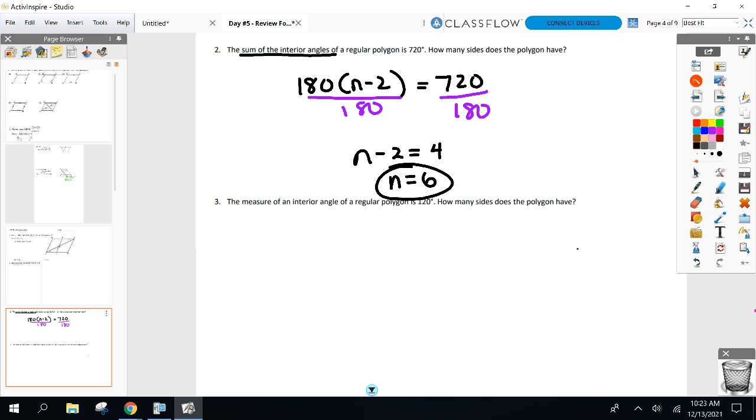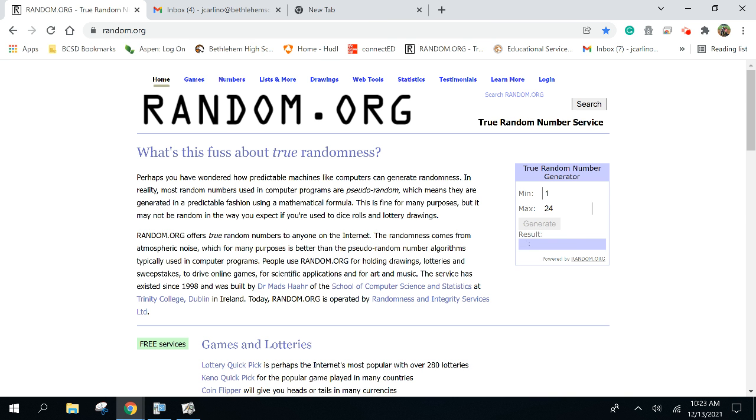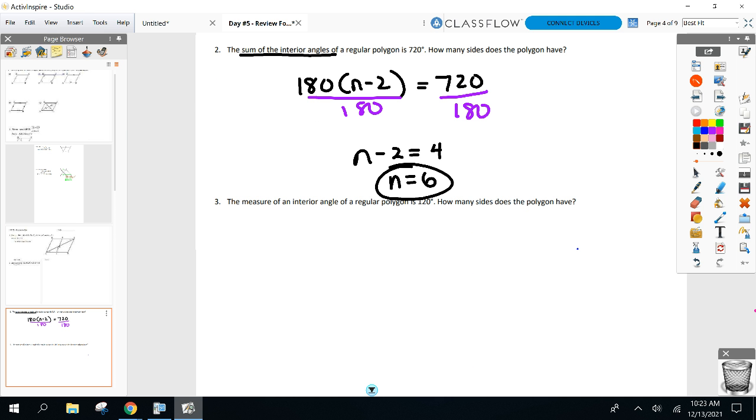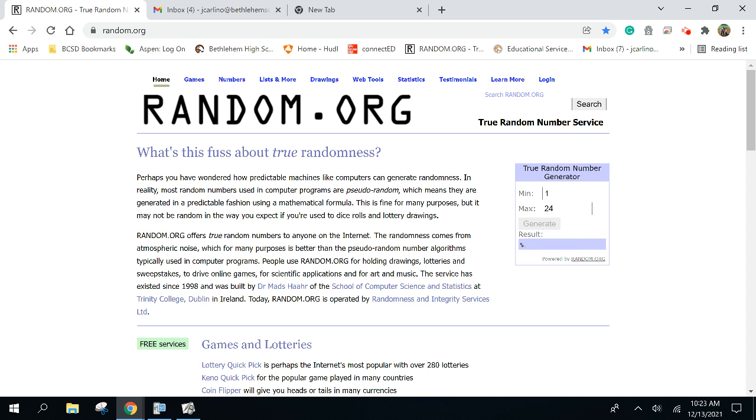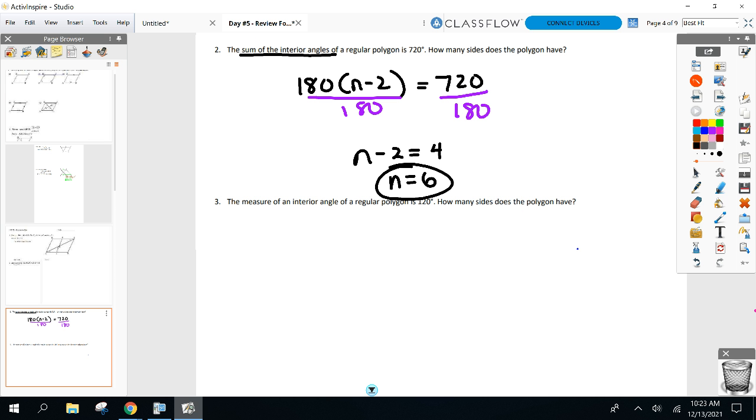If I did have a part B, how do you name that polygon? It's got 6 sides. What's it called? 11, what's that called? Maybe next time. 10, what's that bad boy called? 6 sides. Hexagon, yep. Questions? All right, go ahead.